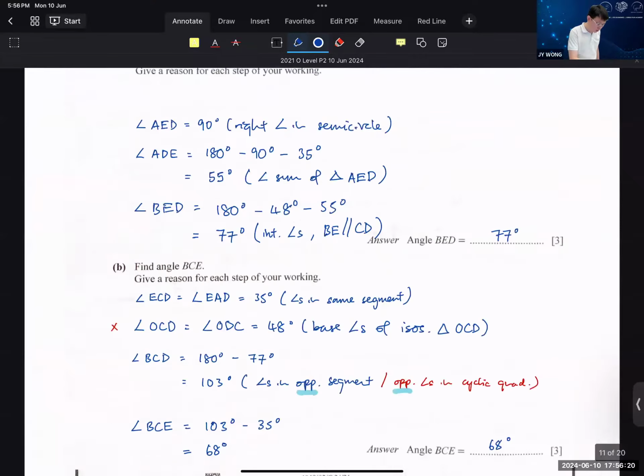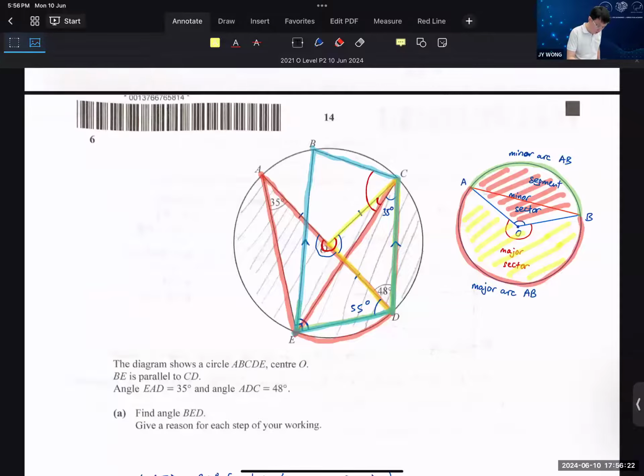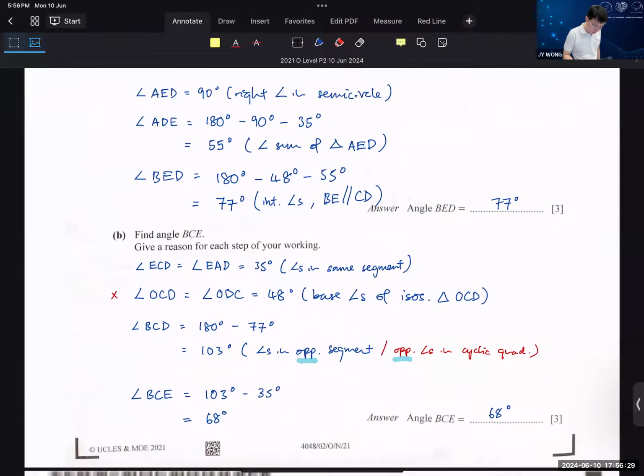Maybe I should just copy this down here. Wonders of technology.